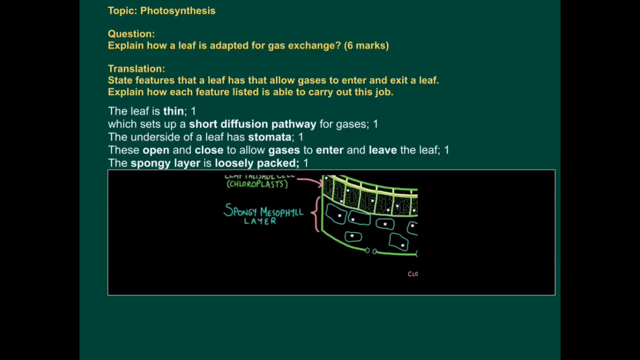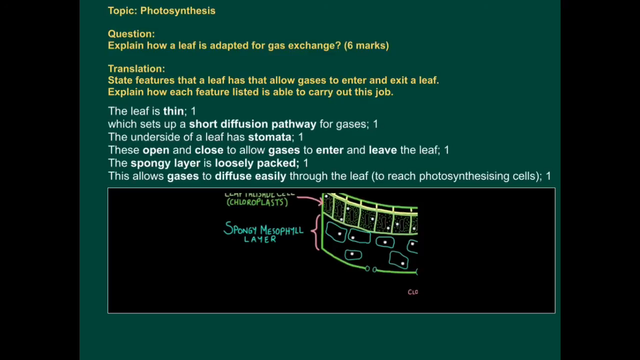The final feature to list here is the spongy layer, or the spongy mesophyll layer. So the spongy layer you can see is a loosely packed layer of cells. Because they are loosely packed, it allows gases to diffuse easily through the leaf to reach photosynthesizing cells.